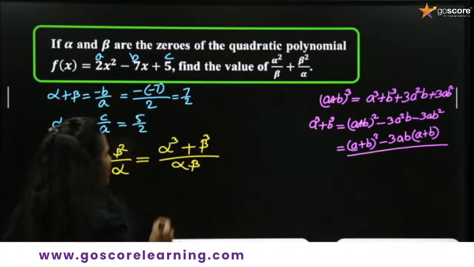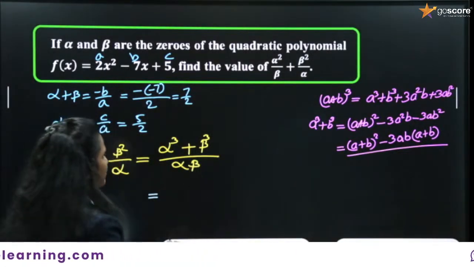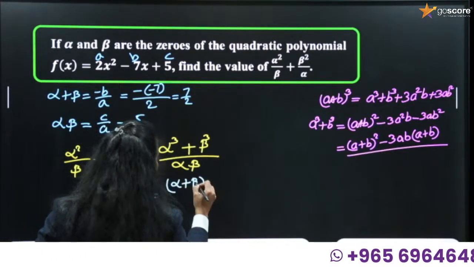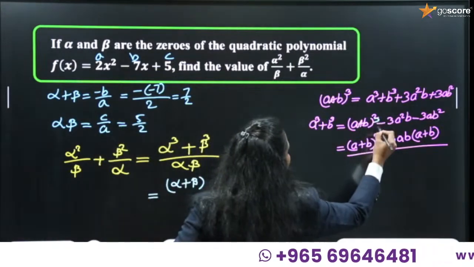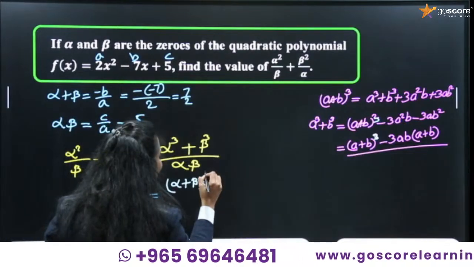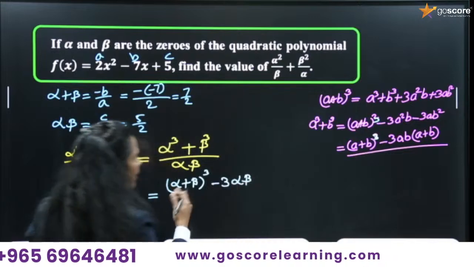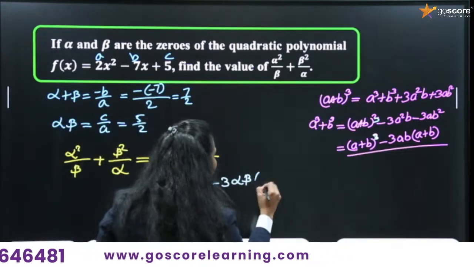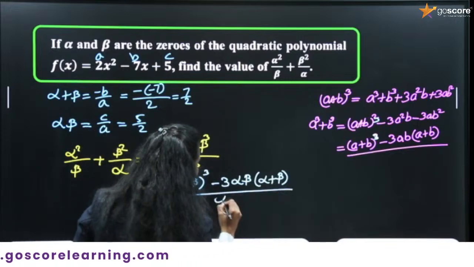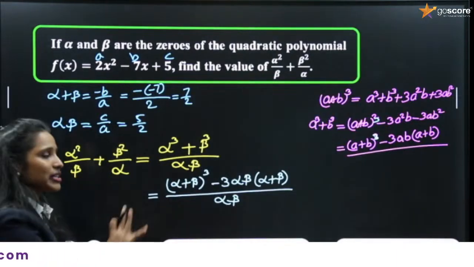Now, put the values here, then it will become alpha cube plus beta cube is what? Alpha plus beta whole cube. So this is cube. Okay. I'm sorry, I made a mistake. So alpha plus beta whole cube minus 3 alpha beta. Instead of a plus b, we can write alpha beta into alpha plus beta divided by alpha beta. Now everything is in terms of alpha plus beta and alpha beta.